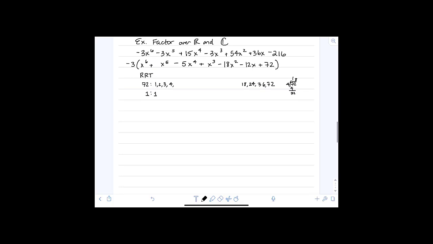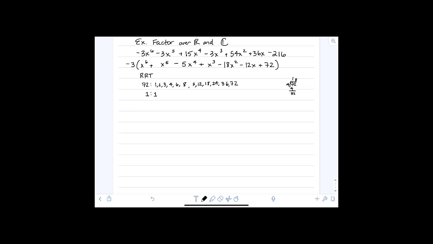Sorry for the pause there. 5 doesn't go into 72. Next we'd have 6 and 12. Then we'd have 7, does not go into 72. We'd have 8 and 9. Okay, and I've already hit 9. Okay, so our list has met up in the middle. I can go ahead and move these in.